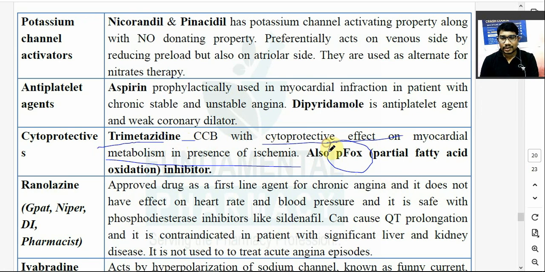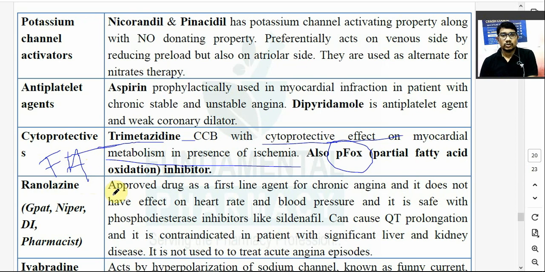It acts by inhibiting the partial fatty acid oxidation. इसके ऊपर क्वेश्चन आ चुका है। So PFOX inhibitor, partial fatty acid oxidase inhibitor. So as I told you, your myocardium will utilize the fatty acid. Fatty acid is not an efficient fuel. फैटी एसिड हार्ट के लिए efficient fuel नहीं होता है, but हार्ट इनिशियली वो यूज करता है. Okay? And after the oxidation of fatty acid, you know that there is generation of free radicals which can damage your myocardium more.